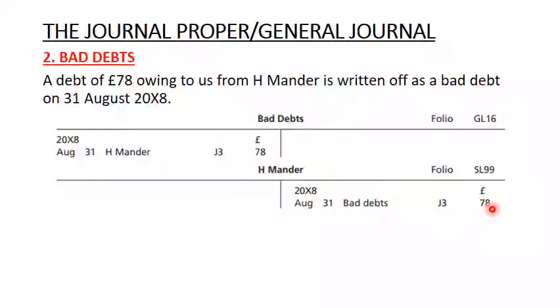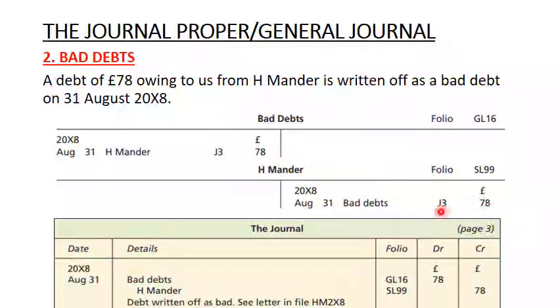So in the journal proper, you just do just like before. You start with bad debt, debited, H. Manda, credited. Then you do a narration, debt written off as a bad debt. Okay, debt written off as bad. Okay, then you are done.